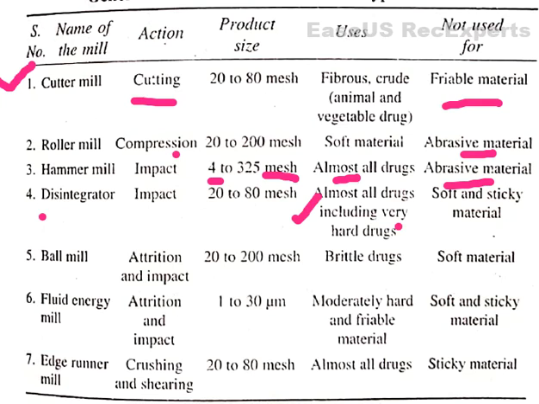Fifth is ball mill, attrition and impact, 20 to 200 mesh, used for brittle drugs, not used for soft material.